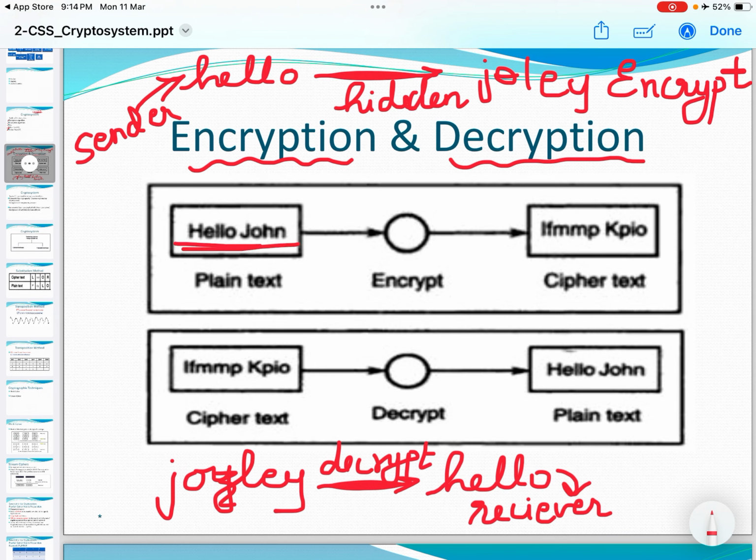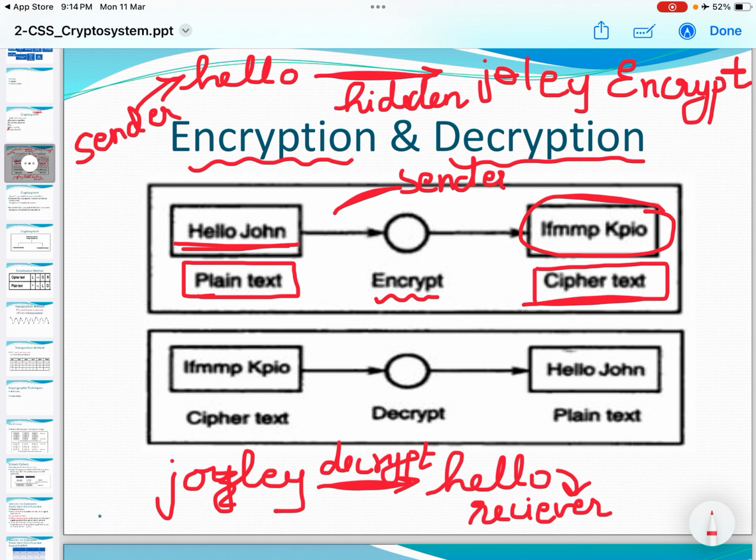So the sender has sent a message to John saying hello John. This message is encrypted and something like this is formed of hello John. So this message is plain text, that is hello John, and the hidden message is the ciphertext. Now this ciphertext will be decrypted at the receiver end and again it will be converted back to the plain text, that is hello John. So this is the whole process of encryption and decryption.